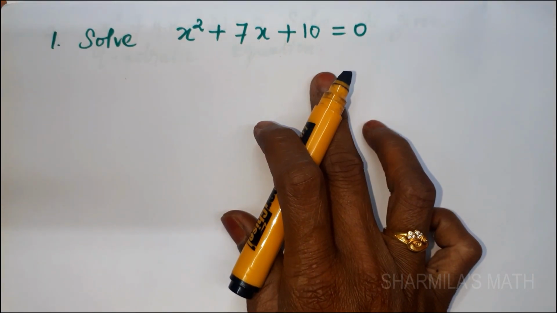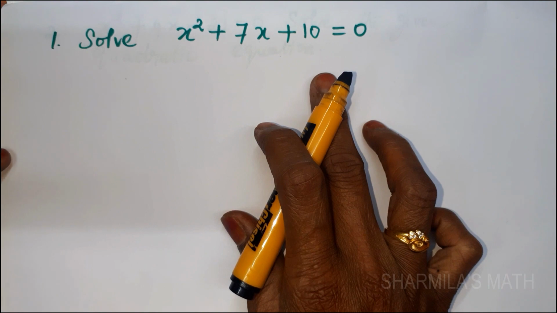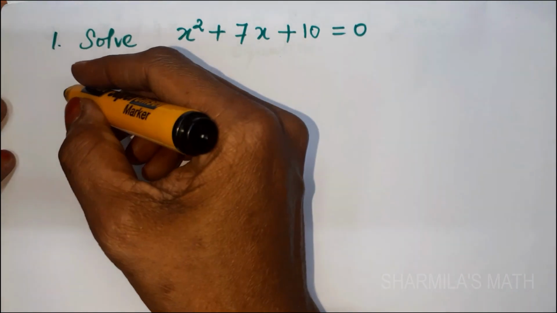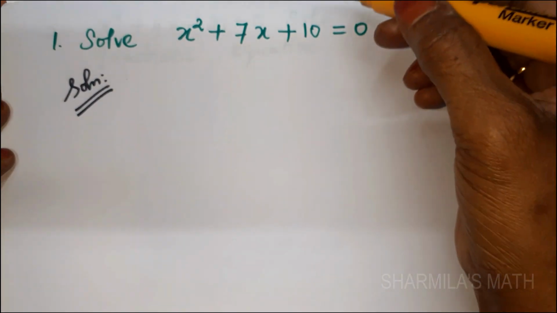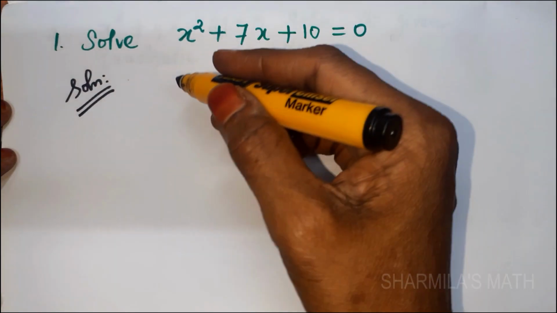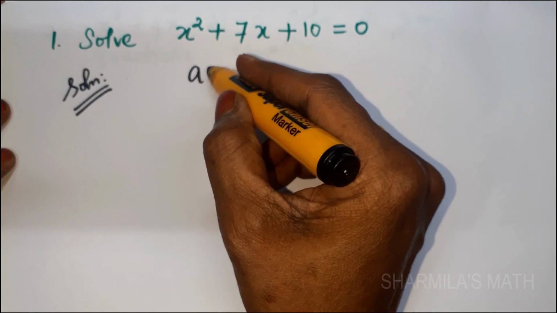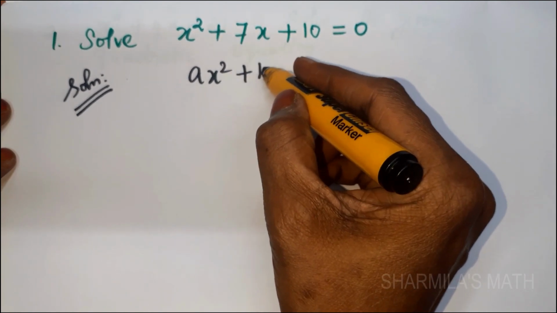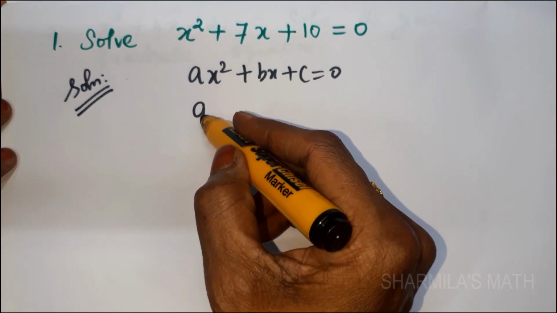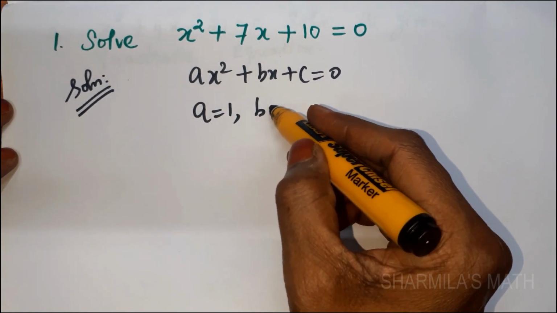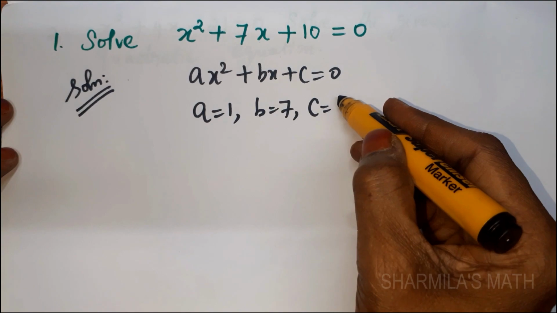We are going to solve the given equation x squared plus 7x plus 10 equal to 0. We are going to solve this using the factorization method. For that, first, as I already told you, the general form of a quadratic equation is ax squared plus bx plus c equal to 0. Here in this problem, a is equal to 1, b is equal to 7 and c is equal to 10.